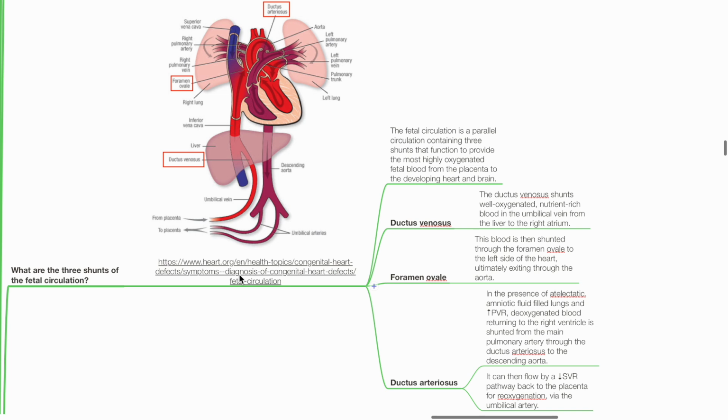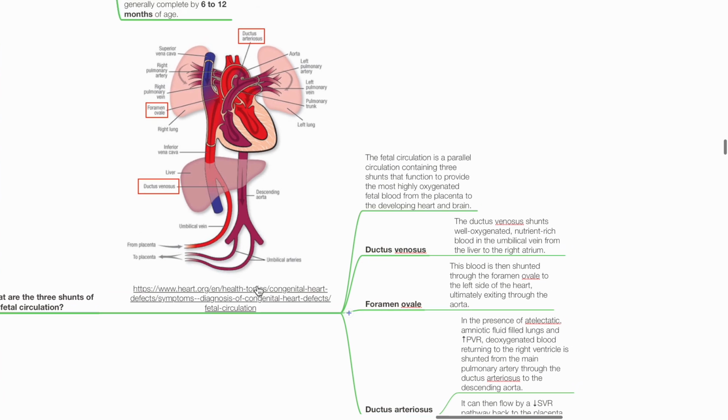The fetal circulation is a parallel circulation that contains 3 shunts that function to provide the most highly oxygenated fetal blood from the placenta to the developing heart and brain. The ductus venosus shunts well-oxygenated, nutrient-rich blood in the umbilical vein from the liver to the right atrium. The blood is then shunted through the foramen ovale to the left side of the heart, ultimately exiting through the aorta.